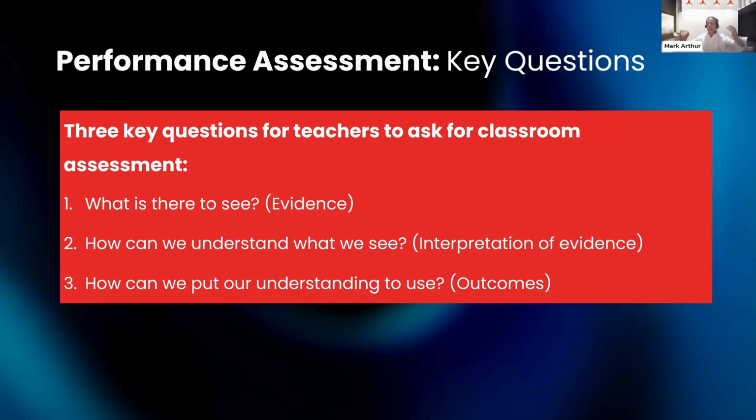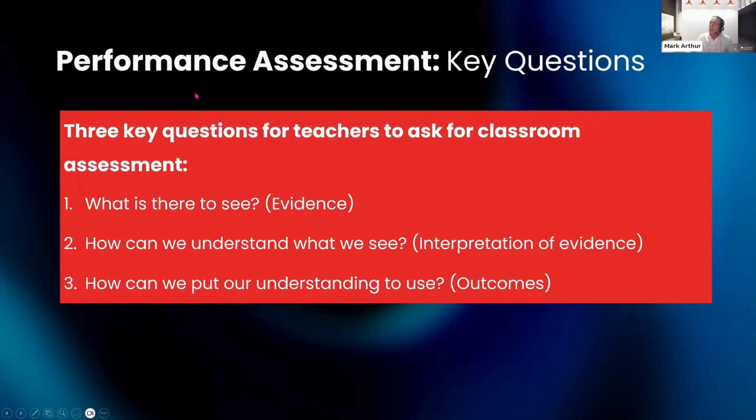Once I've established that evidence, I can then try to interpret that evidence based on the language areas, the themes, the grammar structures we've worked on in the course and what I know about my students' strengths and weaknesses. And then I can put that information to use, which is the third question here, based on outcomes. How can we put our understandings to use? What can we do in future classes to support this student? And we're going to put these questions into use now.